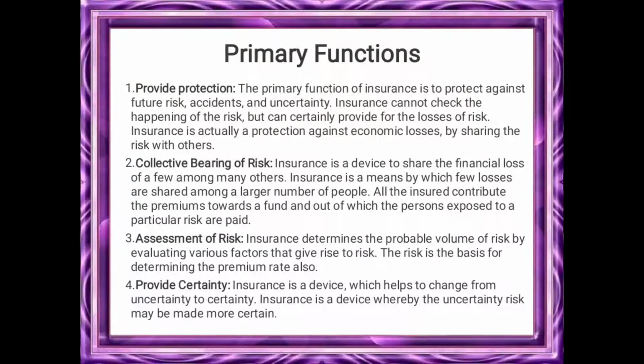So the fourth primary function is provide certainty. You have to provide certainty that you will be paid. Otherwise, we don't know. If we assure you now, in the future it may not be paid also. That way it can't work out. Insurance is a device which helps to change from uncertainty to certainty. Insurance is a device whereby the uncertain risk may be made more certain. So very clearly it is made certain that you are looked after if the damage takes place.